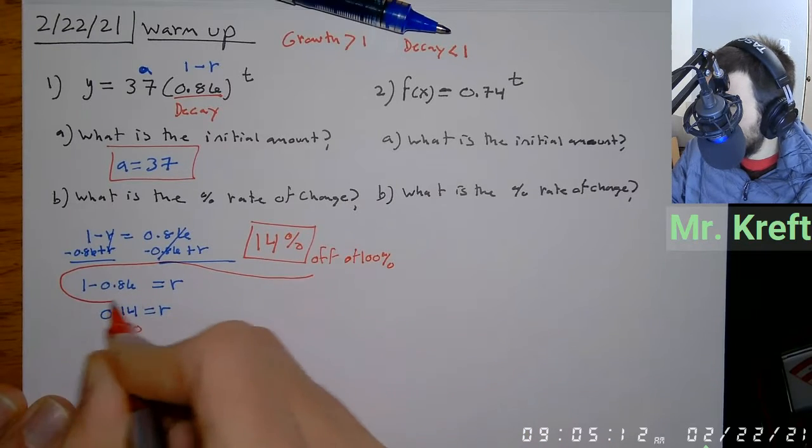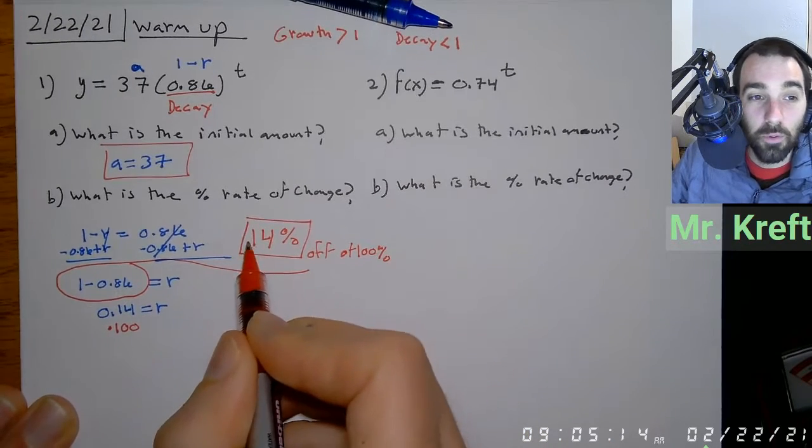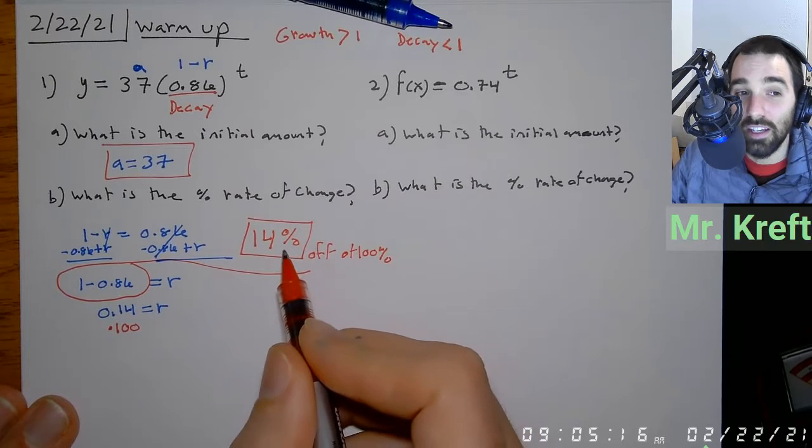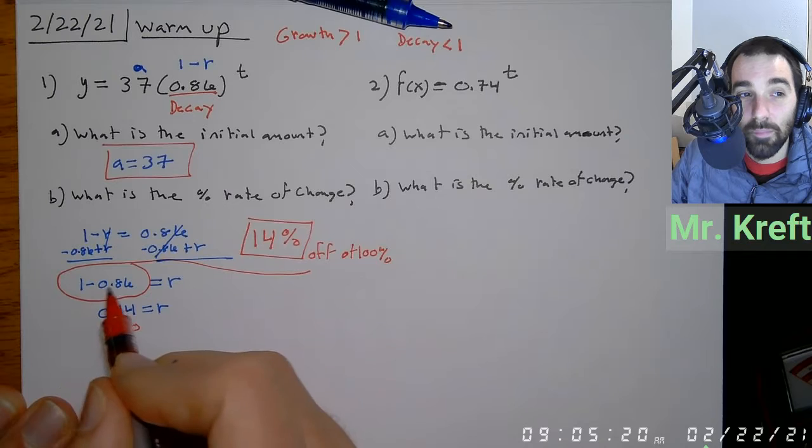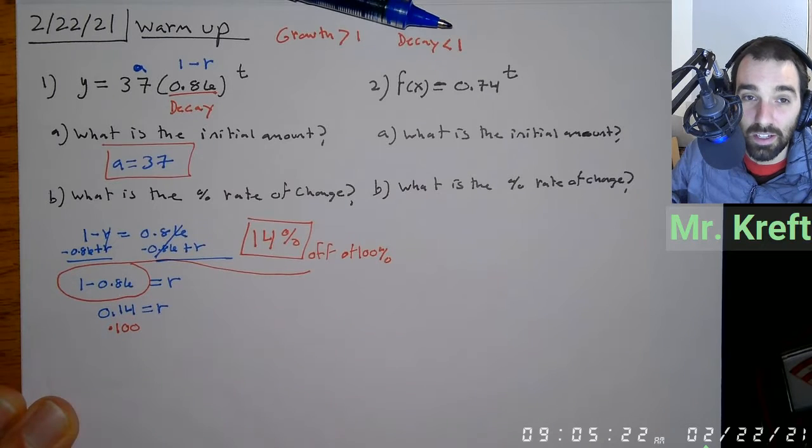Okay, and that's what this says right there. So when you say 14% off, it's really saying 14% off of 100%. So it's 100% minus that. That's the 14% off. Okay. So it's 14% off.